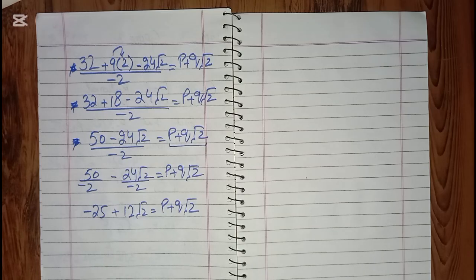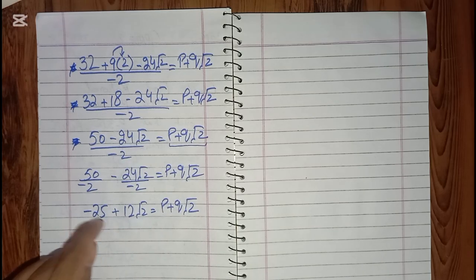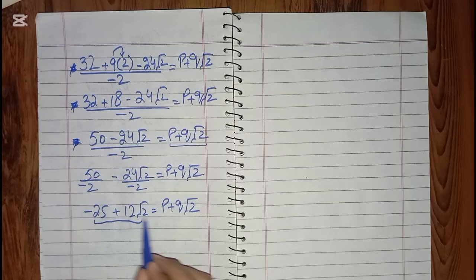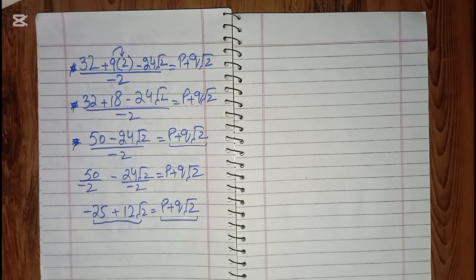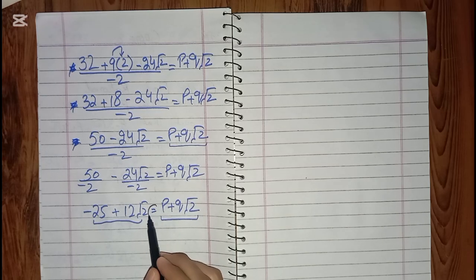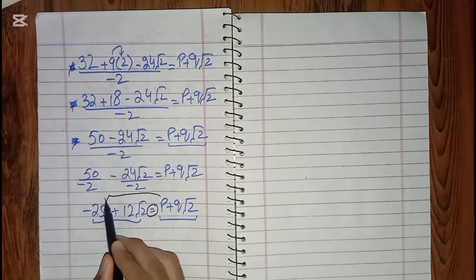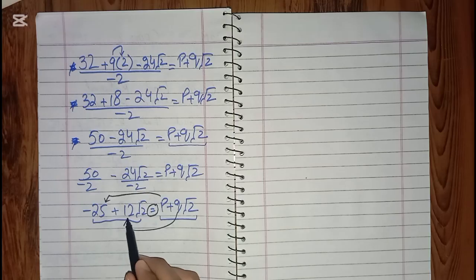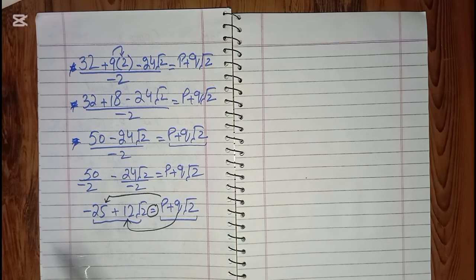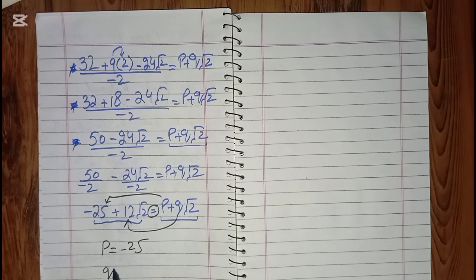Now you can see this answer will become similar to that. How can you understand? There is a sign of equal to in between them, so we can say that p will become equal to minus 25 and q will become equal to 12, and square root 2 is as it is, so you write p is equal to minus 25 and q is equal to 12. So this is over. This is our final answer.